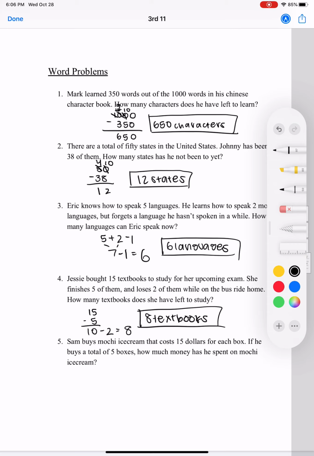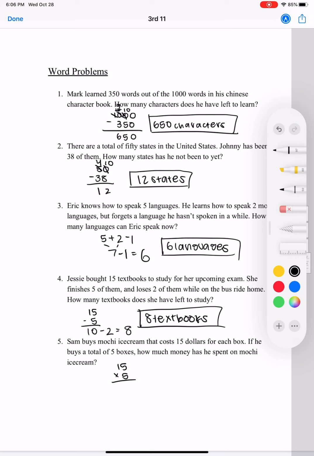Sam buys mochi ice cream that costs $15 for each box. If he buys a total of 5 boxes, how much money has he spent on mochi ice cream? So each box costs $15, and he buys a total of 5 boxes, which means you would have to do 15 times 5. So this is not in the original numbers that people memorize because people usually memorize up to 12. So we would have to do long division.